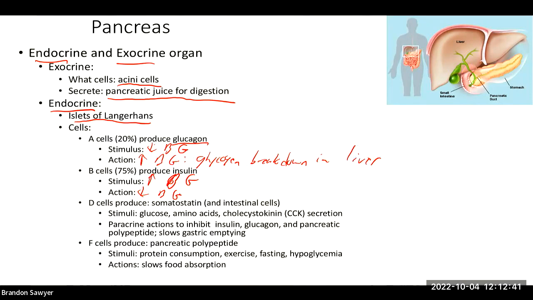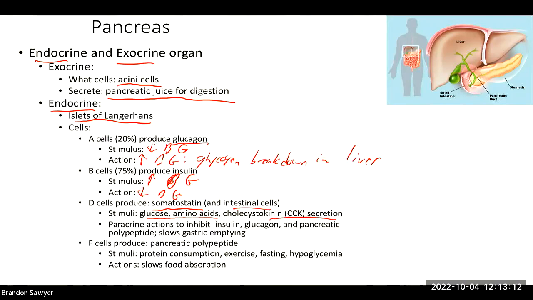Then we also have D cells, which produce a hormone called somatostatin. Somatostatin can also be released by cells lining the intestines. Stimuli for its release are pretty much the presence of nutrients, so glucose, amino acids, as well as CCK secretion. We'll get to that more in the digestive tract, so don't worry too much about it now. It has more paracrine actions, which means it doesn't necessarily go into the bloodstream and affect the whole body. It just affects the cells that are close to it.